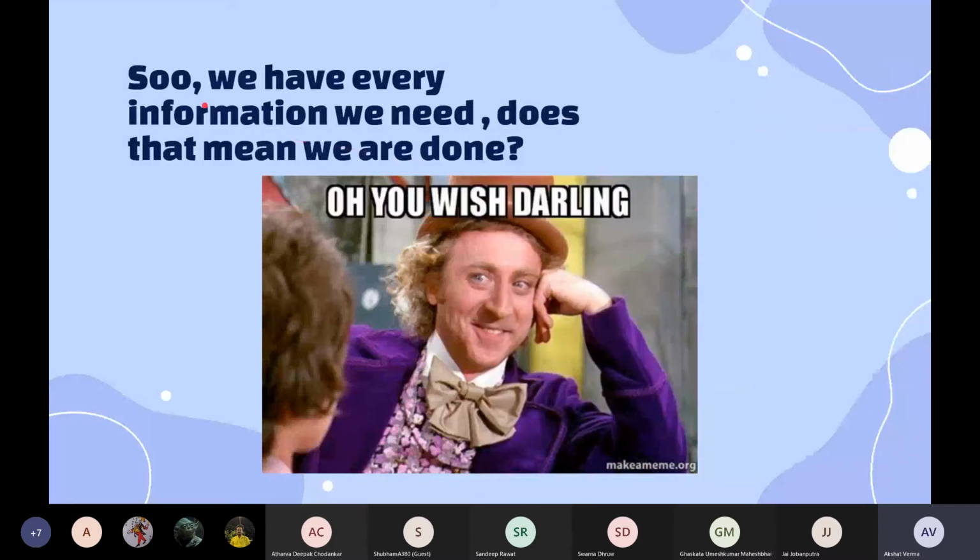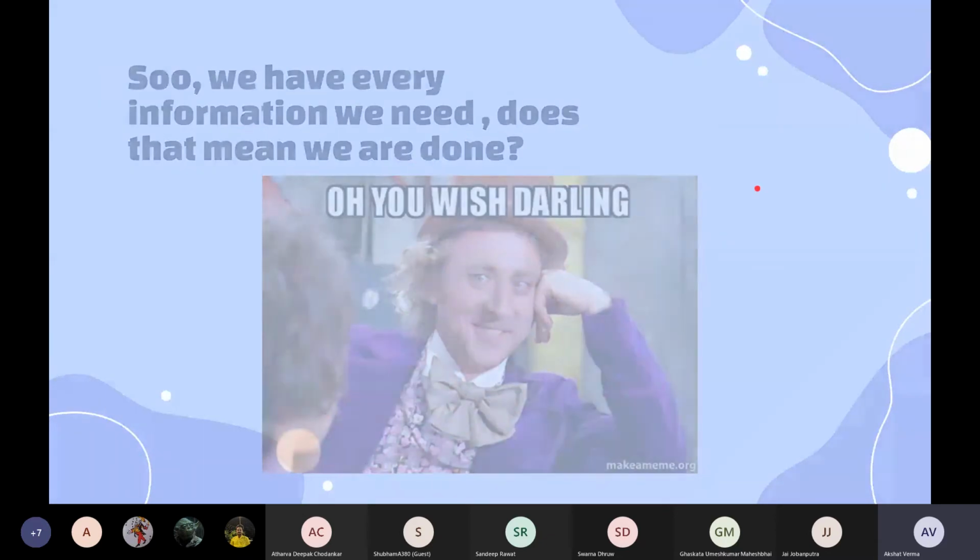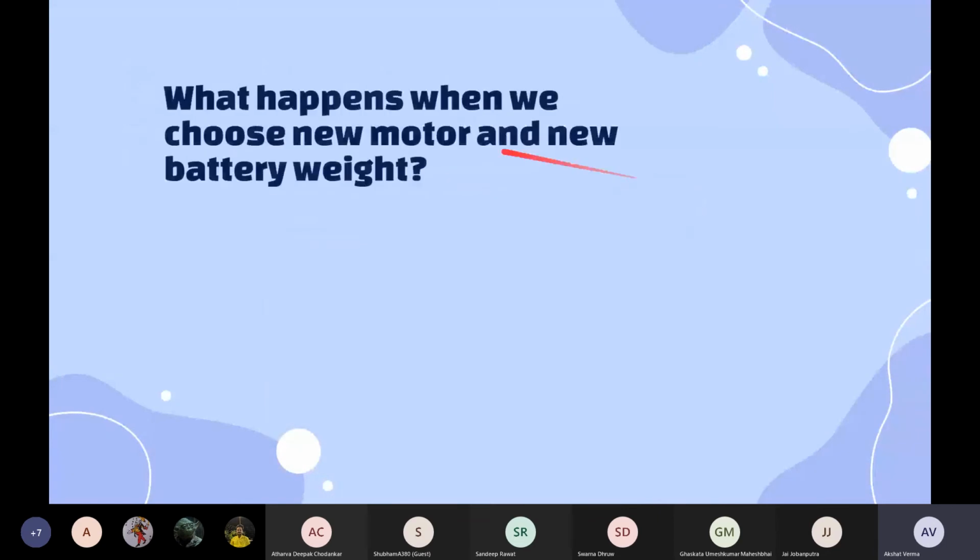I'll tell it. So it seems that we have got everything, but it is not quite the case. So why is it not the case? What is the problem? What happens when we choose a new motor and a new battery weight? We are getting a new motor. We didn't know about its exact weight.